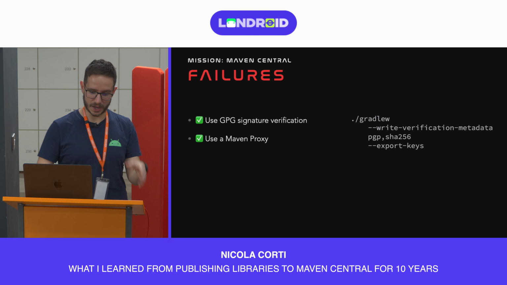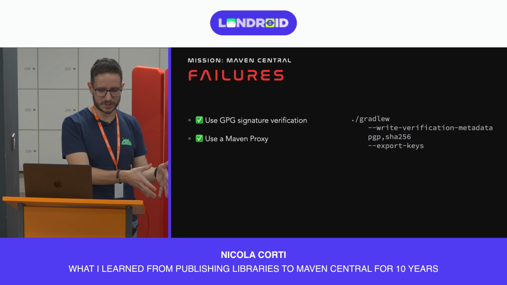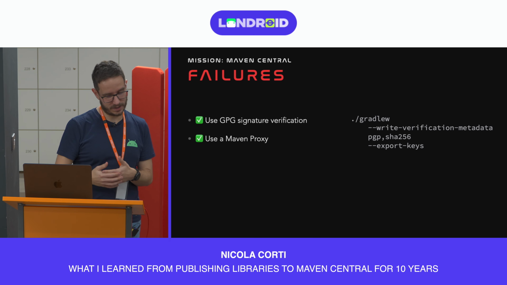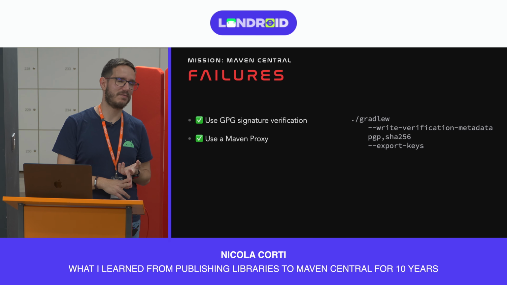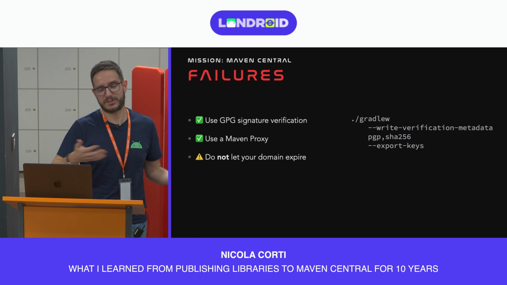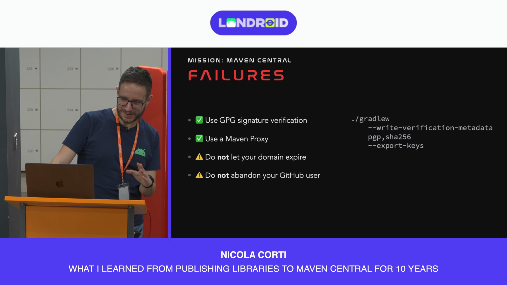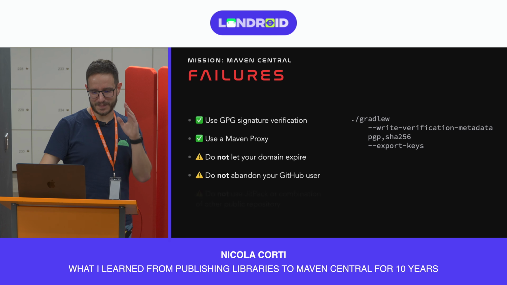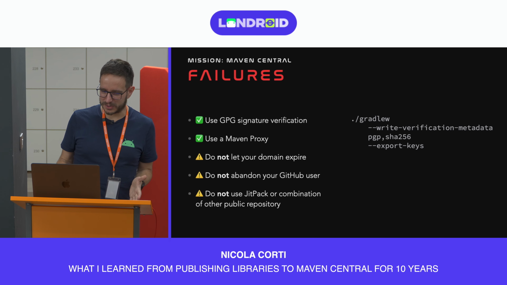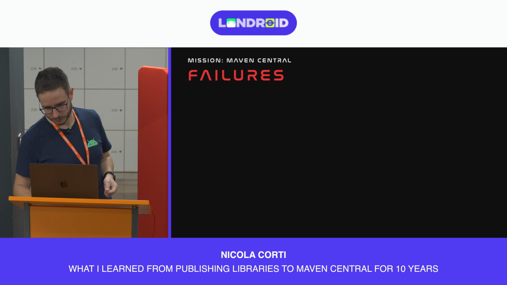Another thing that you can do in your organization is use a Maven proxy. A Maven proxy is something that you put inside your corp, and that will act as a proxy against the internet, and you can run antiviruses there. It will make your build faster because you will not have to go to the internet to re-download the packages every time. Do not let your domain expire if you have libraries there, and do not abandon your GitHub user. Really important. And again, do not use JitPack or a combination of other public repositories because that's really dangerous.